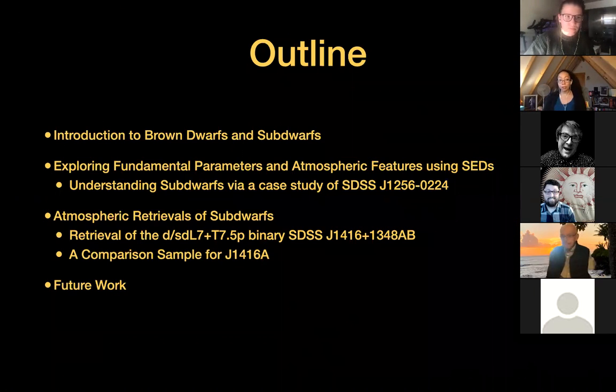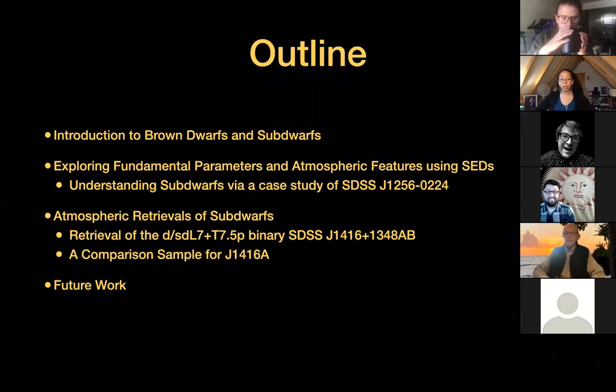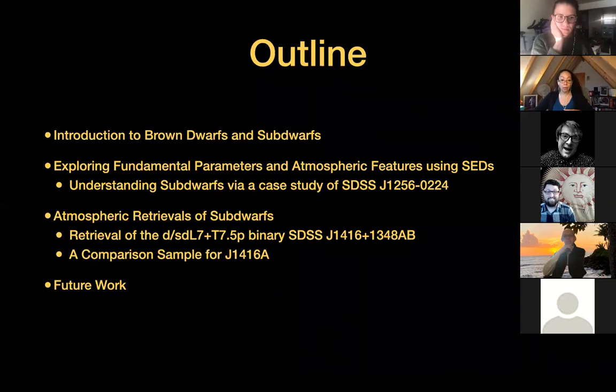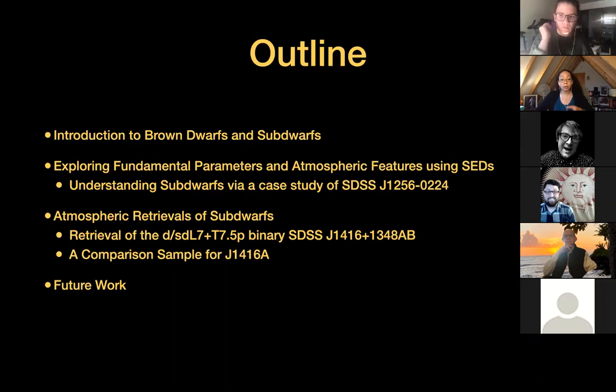So first, an outline. I'm going to give you an introduction to brown dwarfs and subdwarfs, and then I've broken up my thesis work into two parts. The first is using an observational-based method for understanding fundamental parameters and atmospheric features, where I'm going to talk about my very first paper. The second half moves towards a more theory-based approach using atmospheric retrievals. I'm going to talk about my latest work on the binary SDSS J1416A and B, and a comparison sample I have to 1416A to try to probe into some deeper questions. And then I'll briefly talk about things that I'm starting right now as a postdoc.